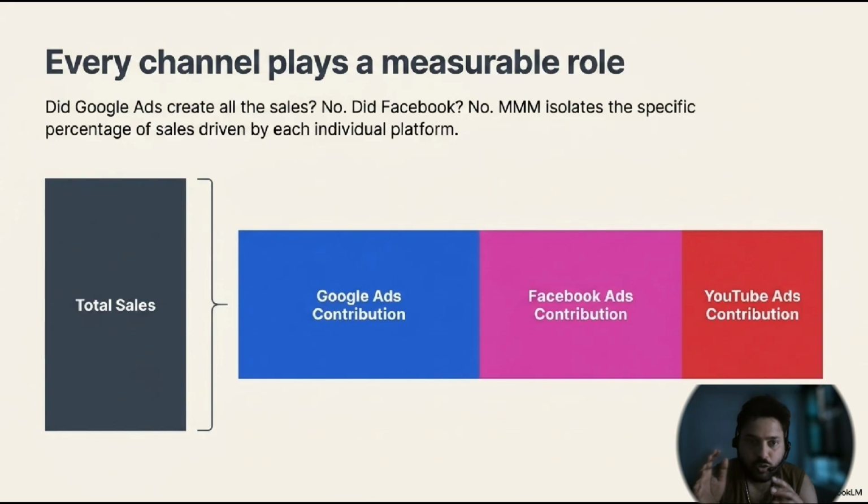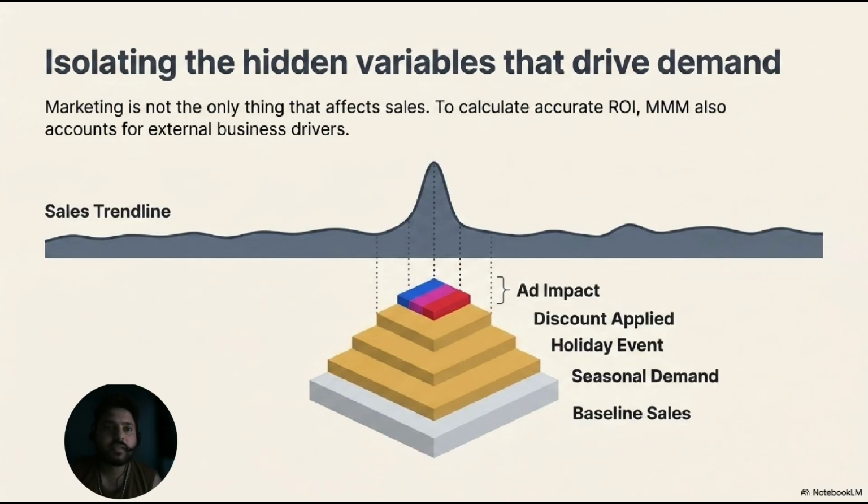Once we understand the channel contribution, we can begin calculating metrics such as return on investment. For example, if a channel contributed $100,000 in incremental revenue and the company spent $20,000 on that channel, we can compare the estimated return with that investment. However, marketing is not the only reason for sales change. This is one of the most important ideas in marketing mix modeling. Sales can increase because of seasonality, holiday discounts, pricing changes, product launches, economic conditions, competitor activity, distribution changes, or general brand demand.